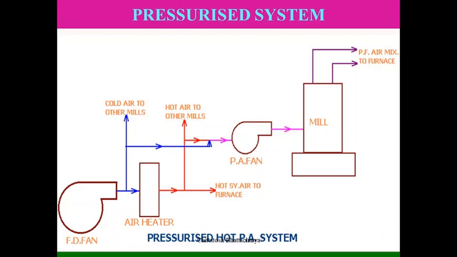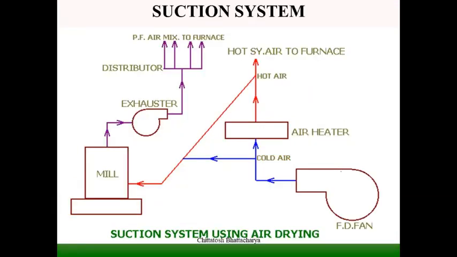So here the PA fan is receiving hot air, and that is pre-mixed and balance adjusted depending upon the tempering requirement and utilized in the mill. In some of the units we find there is a suction type milling arrangement, so there is no primary air fan. In fact, they have an exhauster fan, which is creating a suction environment, negative pressure within the milling system.